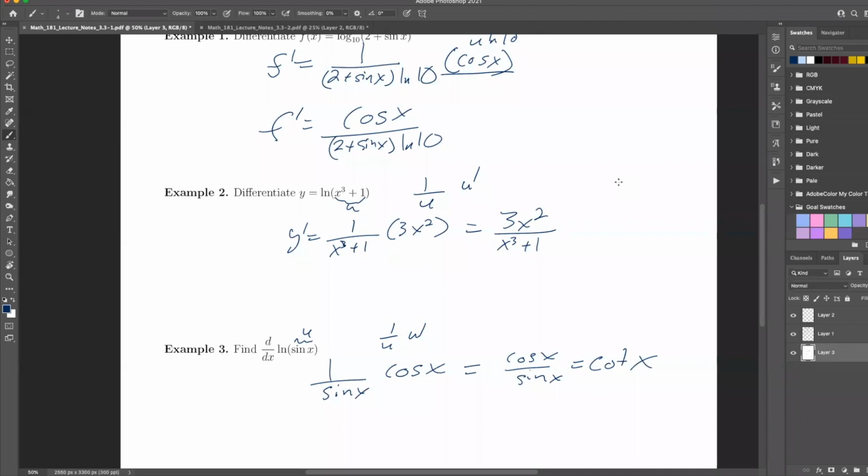Hopefully section 3.3 is fairly straightforward. I try to weight more of the homework onto 3.3 because that's what we're going to be using henceforward.